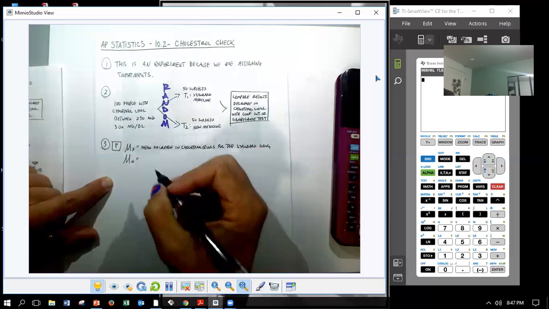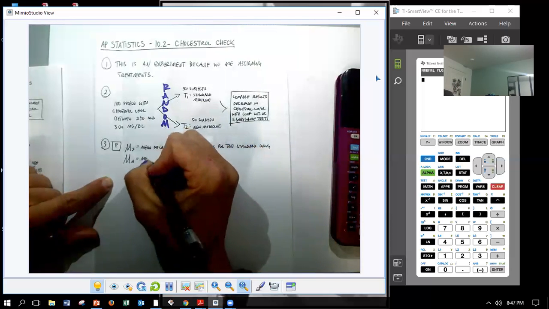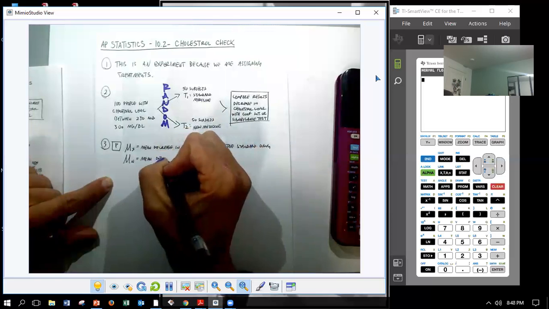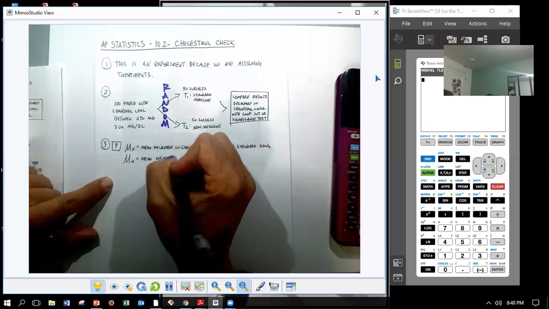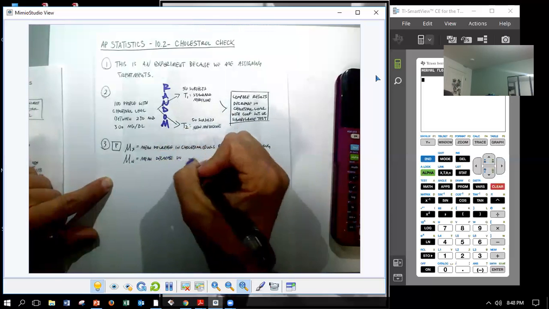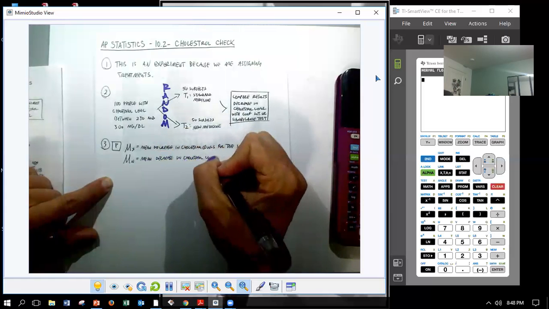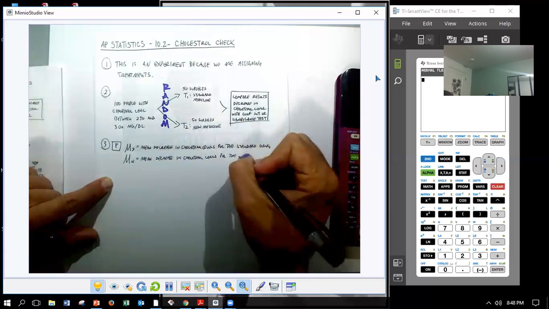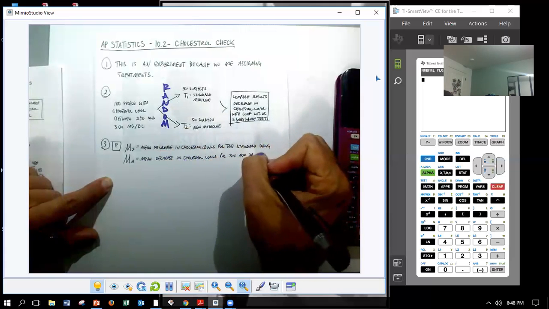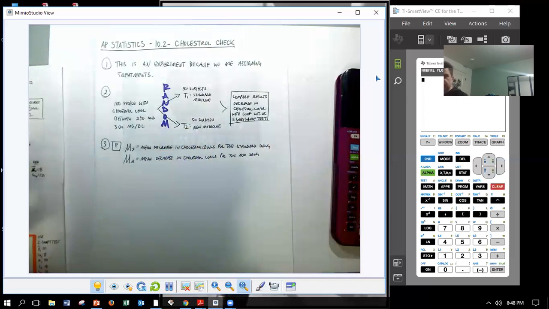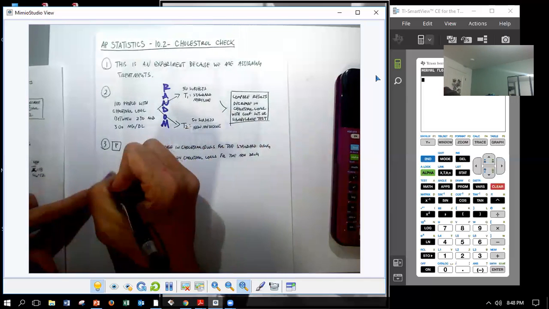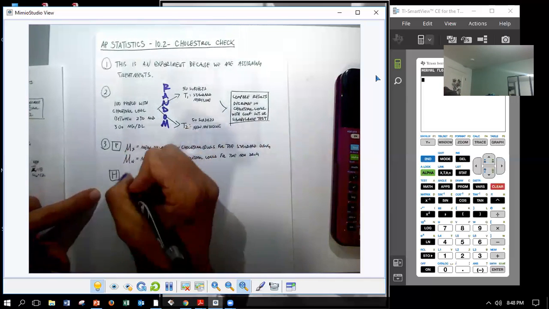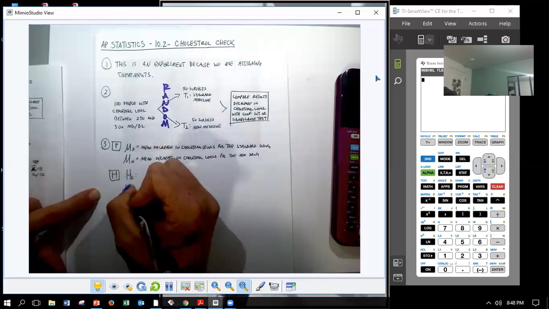And my mu sub N is going to be the mean decrease in cholesterol levels for the new drug. All right, so that's my P. I'm going to go with my H. I want my hypotheses. I always have H sub 0 and H sub A.